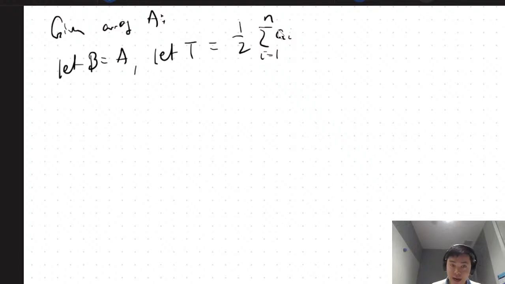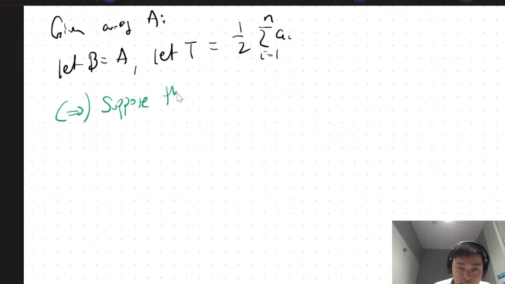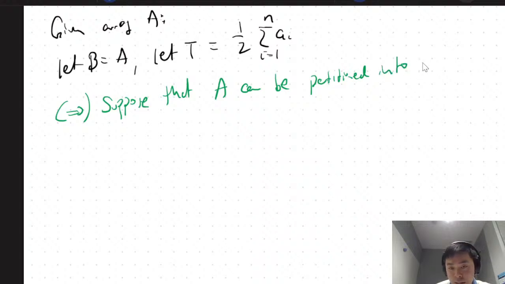And what I claim is, in fact, my original A has a partition if and only if the partition sums to this integer here. So let's prove the forward direction. Let's suppose that A has a partition. So suppose that A can be partitioned into A1 and A2 such that they sum to the same thing.